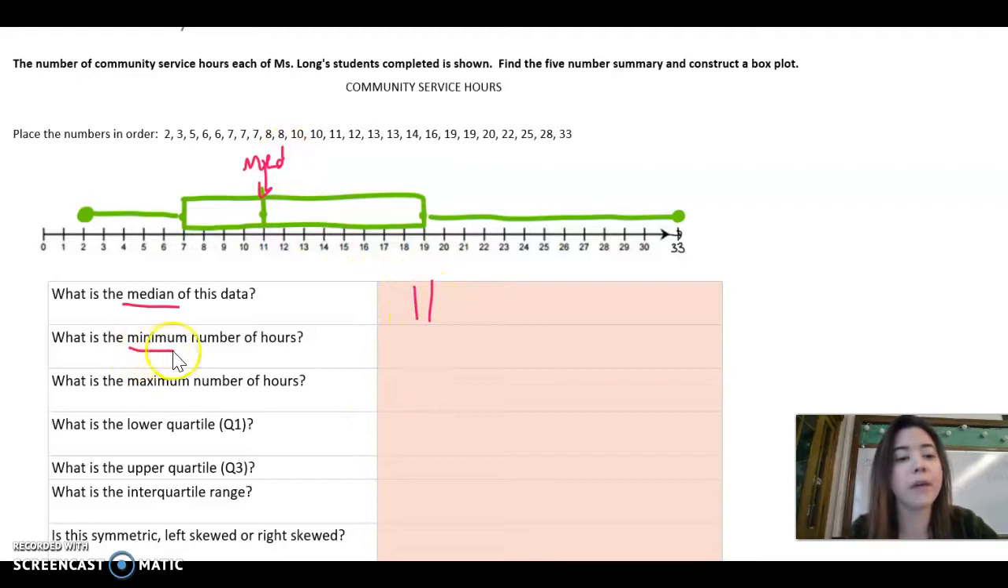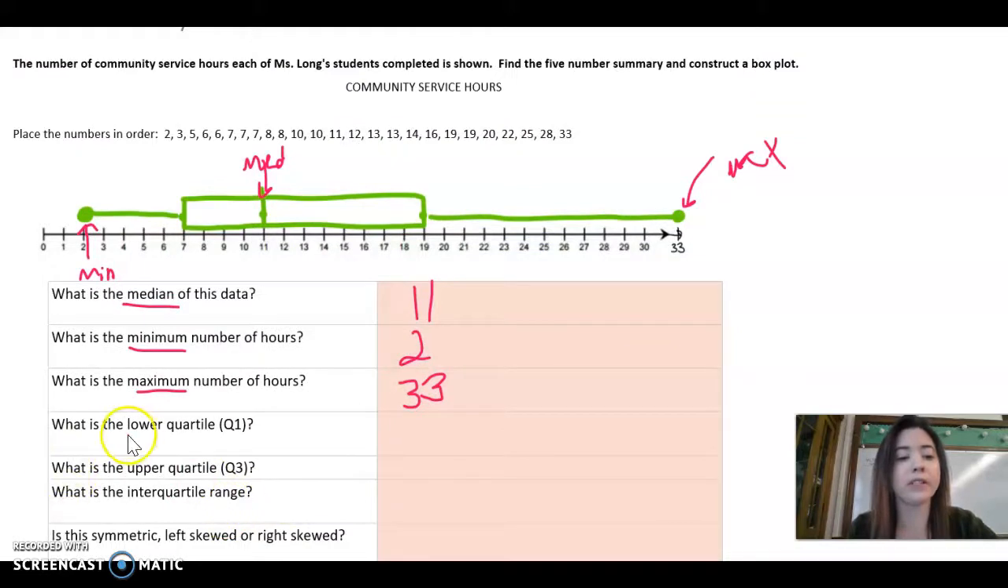Okay, what is the minimum number of community service hours? What is the smallest number? Smallest is right here. So there's our minimum. Okay, what would be our maximum number of hours? At the end of our other whisker, 33. All right.